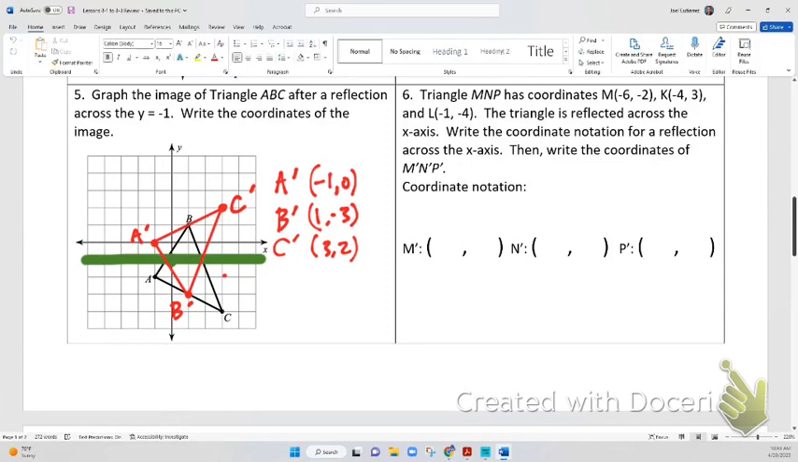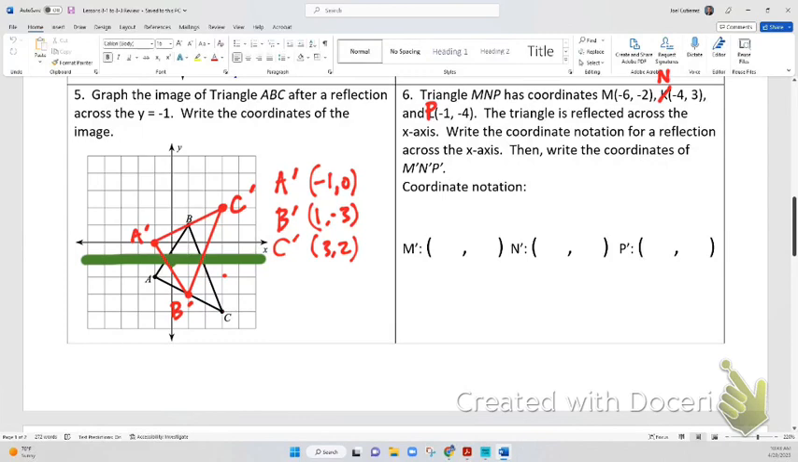All right, for number 6, we found an error. It says triangle MNP has the following coordinates, and then as you can see, the following coordinates are not MNP, but instead MKL. So do me a favor, instead of the K, put the N, and then instead of the L, put the letter P. So all they want us to do is, they tell us that it's reflected across the x-axis. They want us to write the coordinate notation if it's reflected across the x-axis, and then they want us to write the new coordinate points.